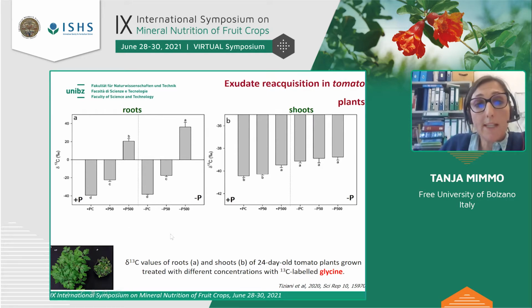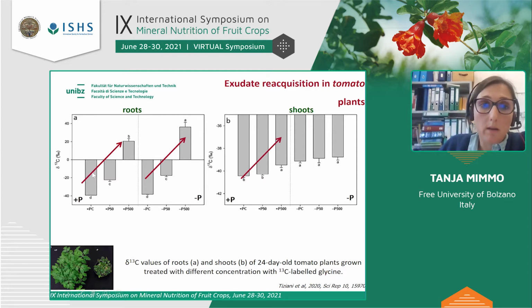What you can clearly see here is that when the plant is resupplied with glycine, it reacquires it. And you can see here that the delta 13C increases. For those who are not familiar with isotope ratios, that means the more positive the delta 13C is, the more the heavier isotope is acquired by the plant.